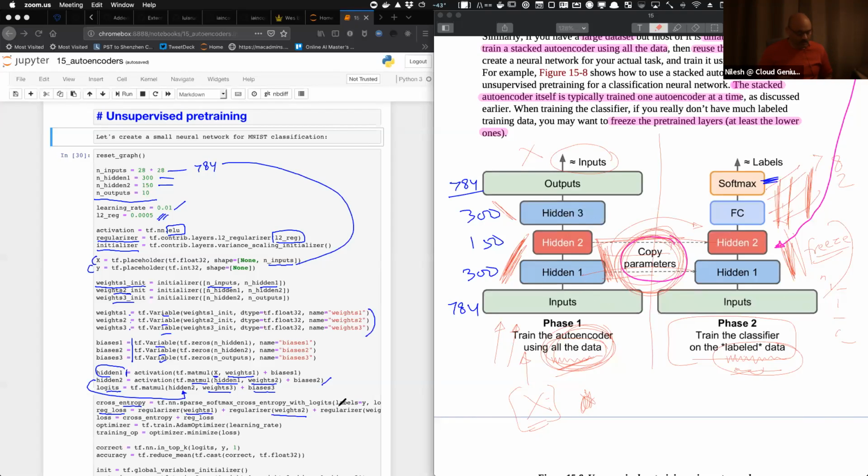I think I need to erase this to move my screen. I'm going to erase my blue ink.